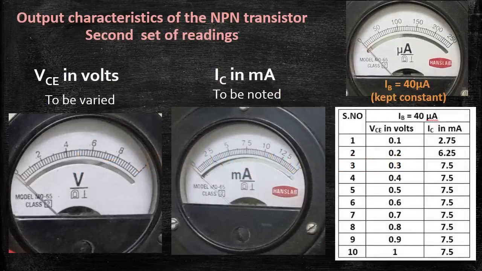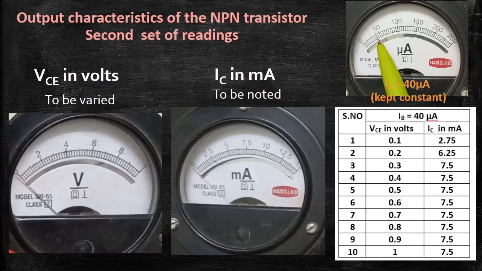Now we are going to take the second set of reading. Now the IB value should be kept at 40 microampere. Throughout the experiment, the IB value should not be altered. Now I am going to vary the value of IB. Look at that. Slowly the IB value increases. It should be kept exactly at 40 microampere.